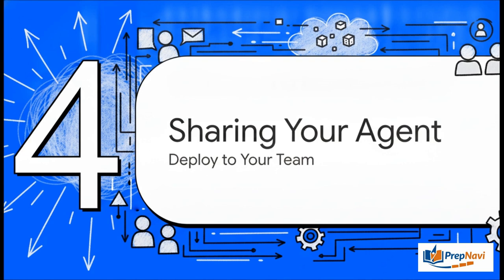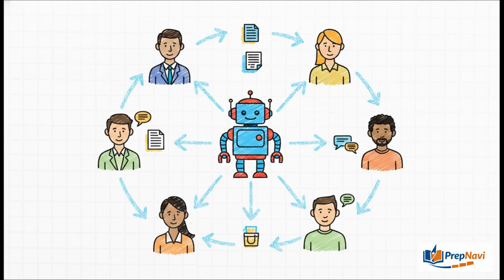Section 4. Sharing your agent, deploying it to your team. Look, building a fantastic agent is really only half the battle. The exam also wants to know that you can deploy it to actually drive team efficiency. The final skills measured under the agent lifecycle are sharing that completed agent with your team members and integrating it seamlessly right into their daily workflows.